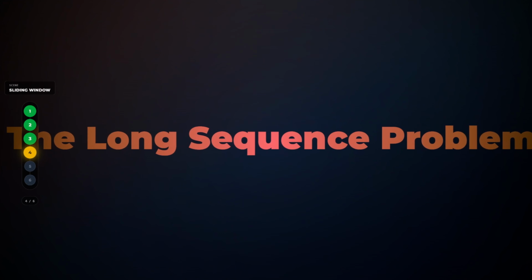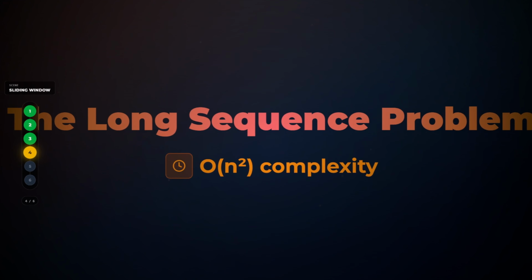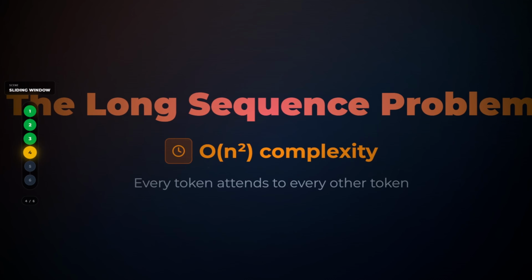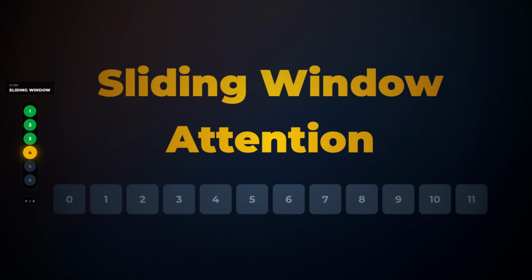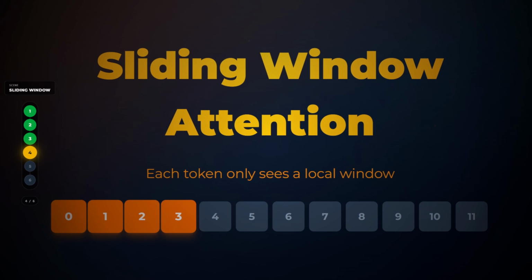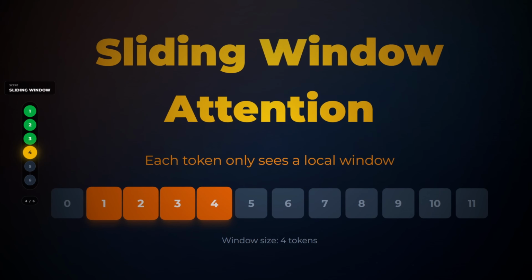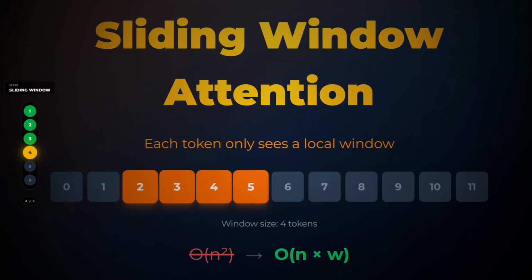Now let's talk about long sequences. Standard attention has O(N²) complexity. Every token attends to every other token. For 100K tokens, that's 10 billion attention computations. Sliding window attention solves this by limiting the view. Each token only attends to a fixed window of neighbors. A typical window size is 4096 tokens. This reduces complexity from O(N²) to O(N×W).